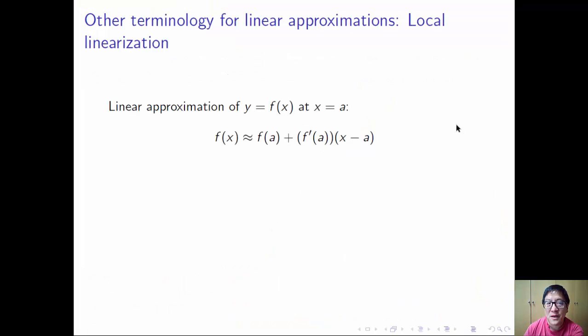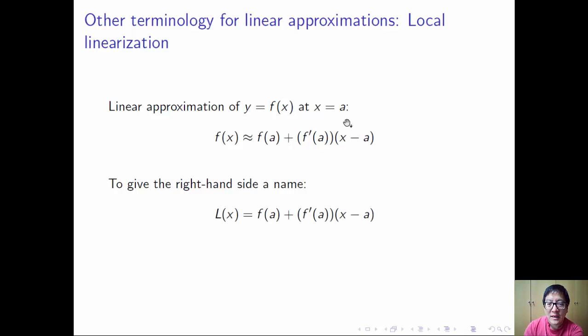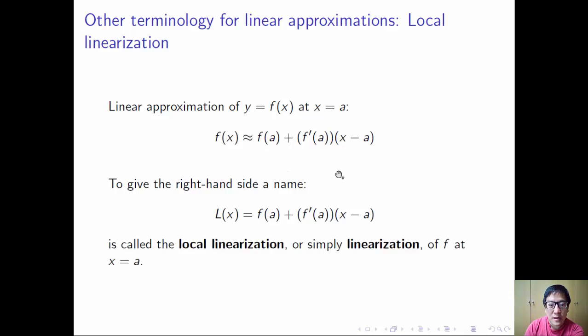Okay, coming back down to earth a little bit, let's talk about some other terminology for linear approximations. One alternate terminology for linear approximations is the term local linearization. So remember, here's the linear approximation of the function y equals f of x at x equals a. That's f of x is approximately equal to f of a plus f prime of a times x minus a. Now, it's convenient to have a name for this whole right-hand side, and so we define capital L of x to be f of a plus f prime of a times x minus a. That's really just the right-hand side of the linear approximation, and so we naturally call that the local linearization, or simply the linearization of f at x equals a.